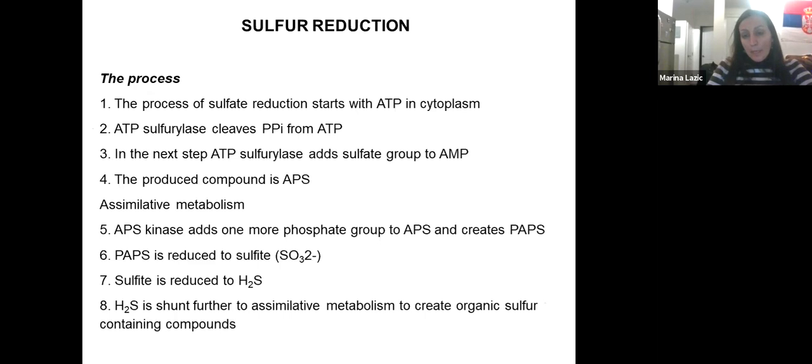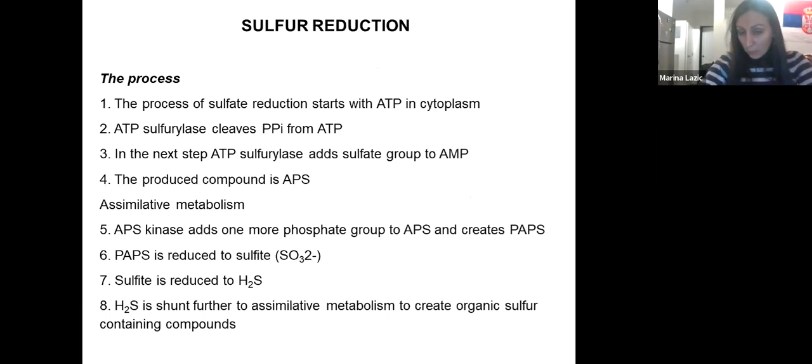The next part of sulfur metabolism is sulfur reduction. So all this till now was oxidation. Now we go to reduction. So the whole process of sulfur reduction starts with ATP in the cytoplasm. There is an enzyme, ATP sulfurylase, that cleaves PPi, pyrophosphate, from ATP, and you have AMP left. Now, in the next step, ATP sulfurylase adds sulfate to this created AMP, and the resulting compound is APS.